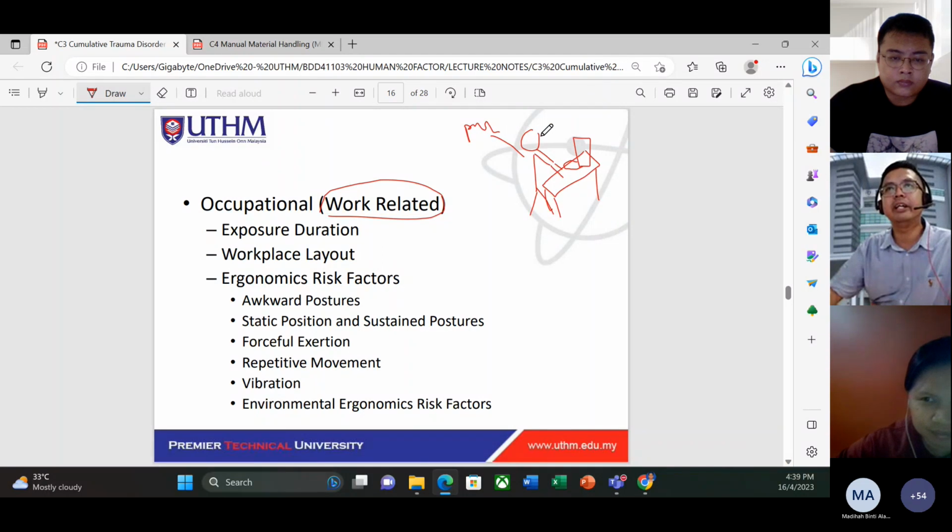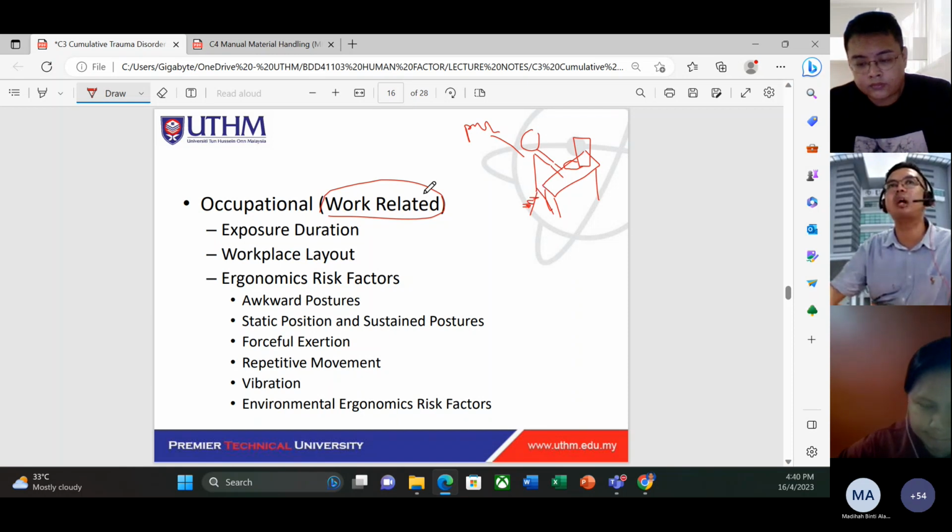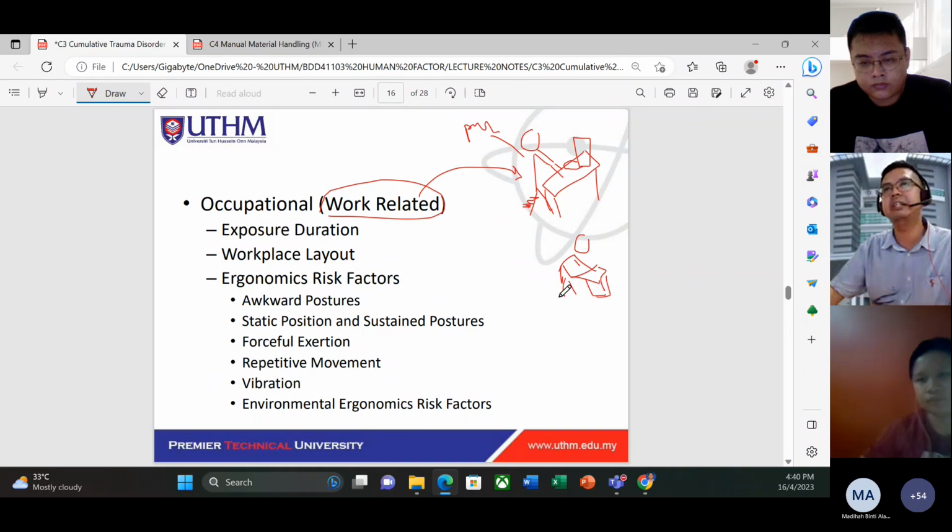For example, prolonged standing at work can cause varicose veins or lower back pain, and improper posture, for example. This is more work related. If you are working as a material handler, lifting heavy loads, or in transportation, as a material handler at courier services, for example, it can be work related. So what is work related?